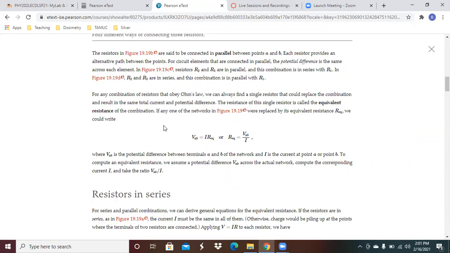So for any combination of resistors that obey Ohm's law, we can find a single resistor that can replace the combination and result in the same total current and potential difference. The resistance of this single resistor is called the equivalent resistance. And if any one of the networks that we saw above were replaced by its equivalent resistance, we could write it in such a fashion like this.